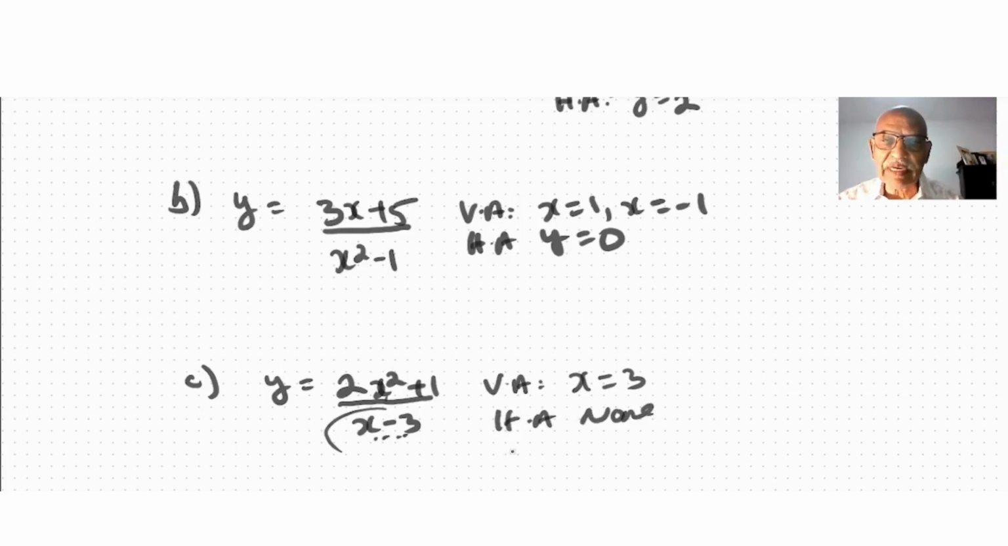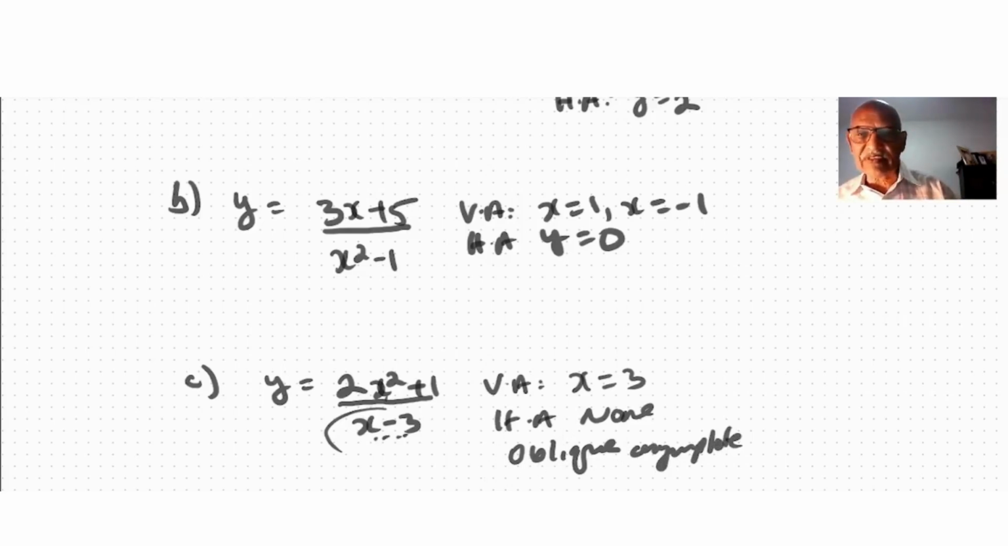We have an oblique asymptote. We call it oblique asymptote, and we calculate that one another time. So horizontal and oblique cannot exist at the same time in one equation. Okay, that's it for this question.